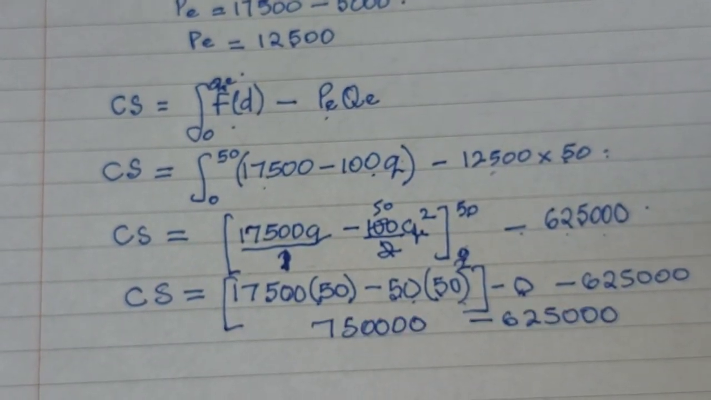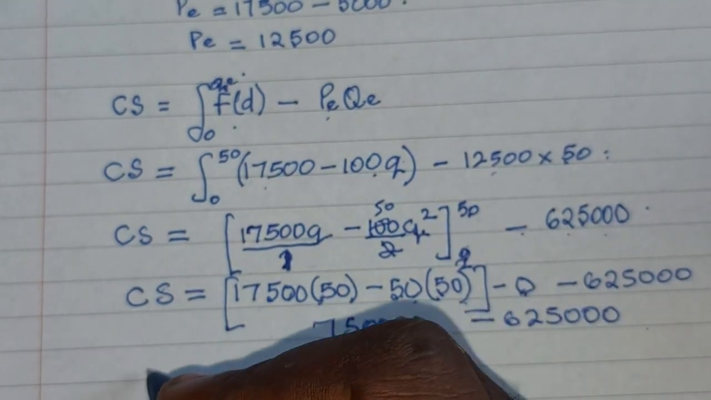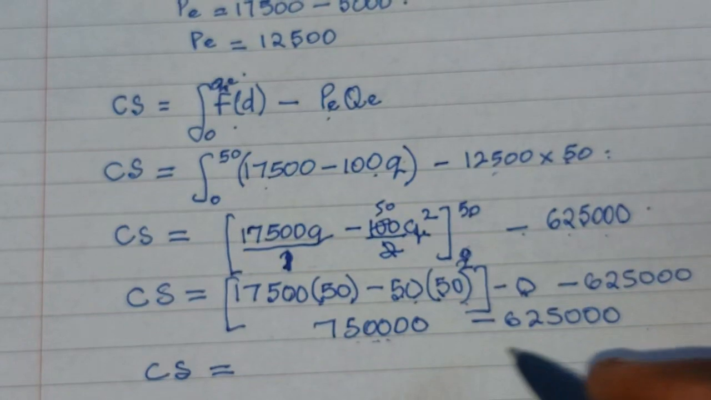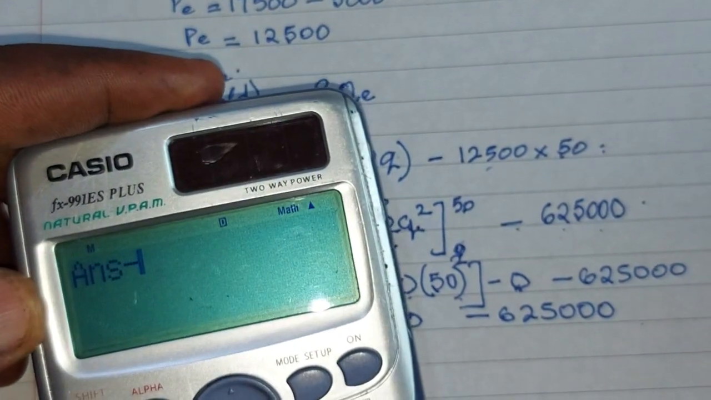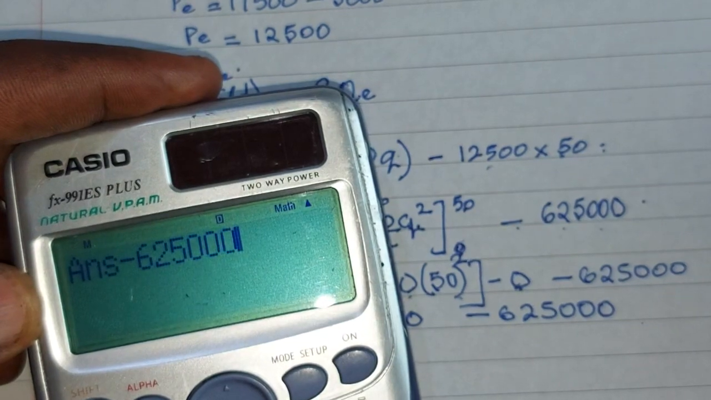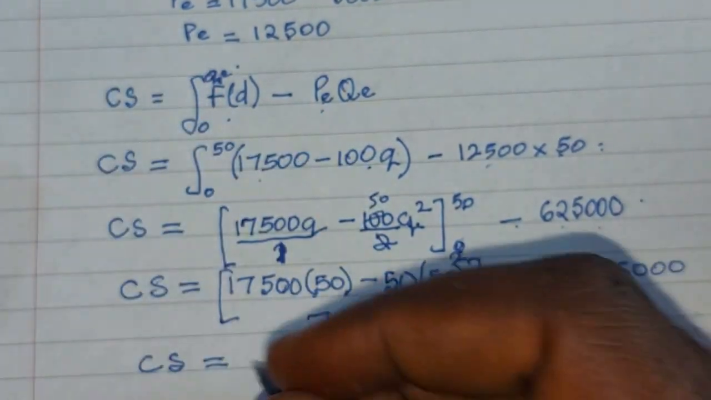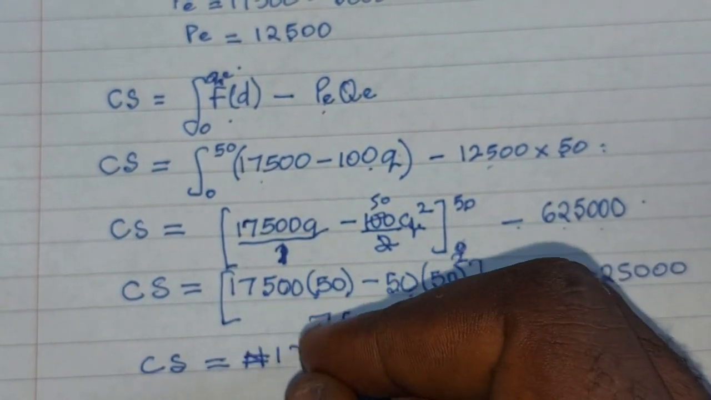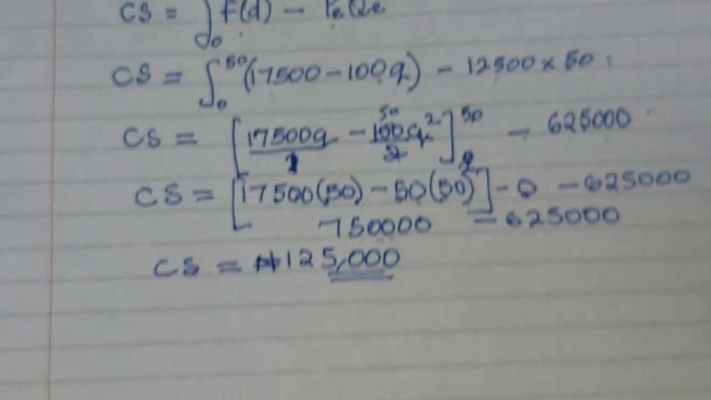Okay, so let us multiply this one out. What do you have? You have 750,000 minus 625,000, and therefore our consumer surplus will be 125,000. Okay, so that is 125,000 naira. That's our consumer surplus.